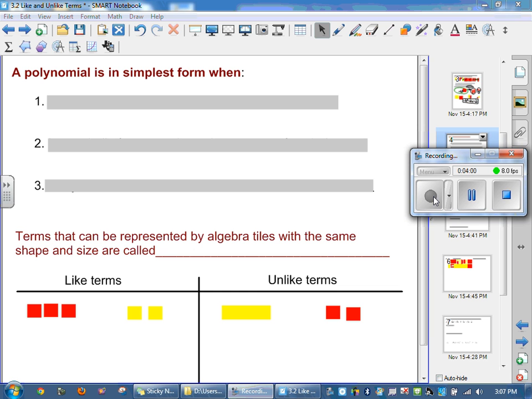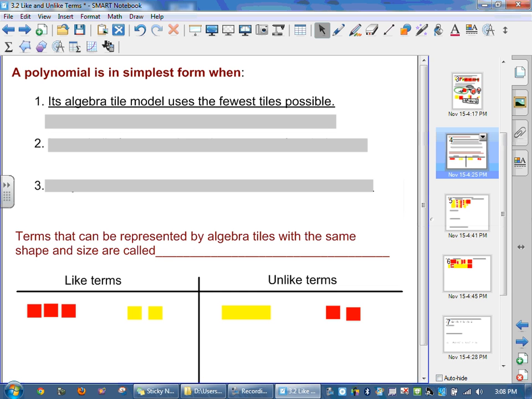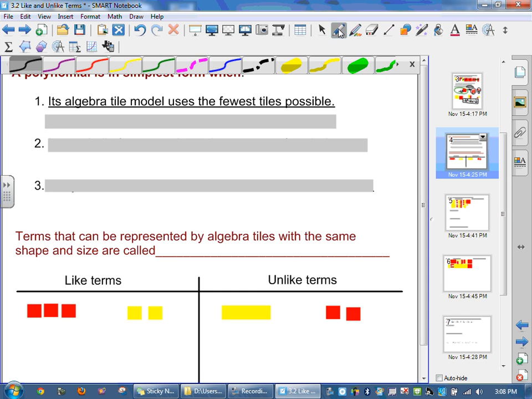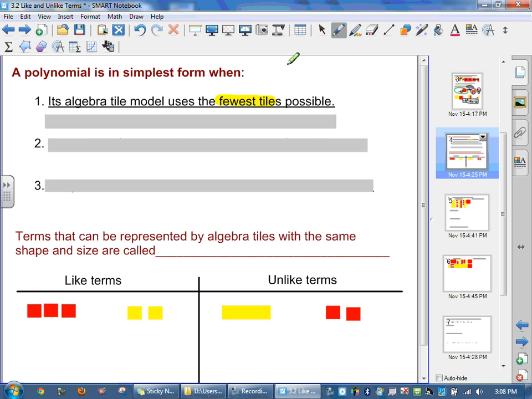Now we're going to write definitions. How do we know if a polynomial is going to be in simplest form, which means it's finished? You always finish when it's in simplest form. How do you know? Well, the algebra tile model uses the fewest tiles possible. So, the fewest tiles. That's one way we know.